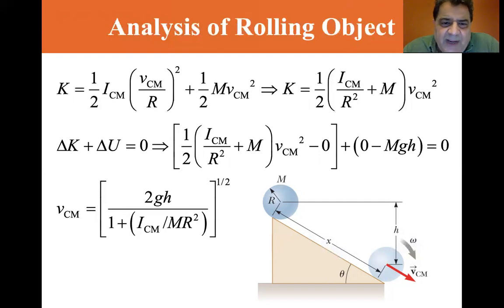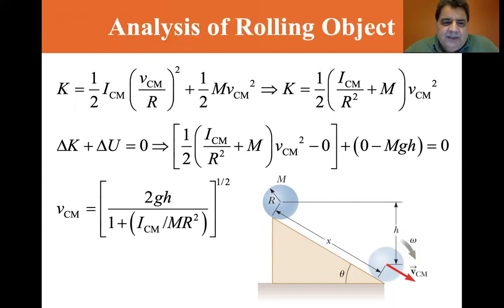Now let's take mgh to the other side, so that it becomes positive mgh. So we'll have 1/2 (I/r² + m) v². And let's divide both sides by m, the capital M you see there. So you'll just end up with 1/2 (I_cm/mr² + 1) v², m divided by m is 1. And on the other side, you get just gh.